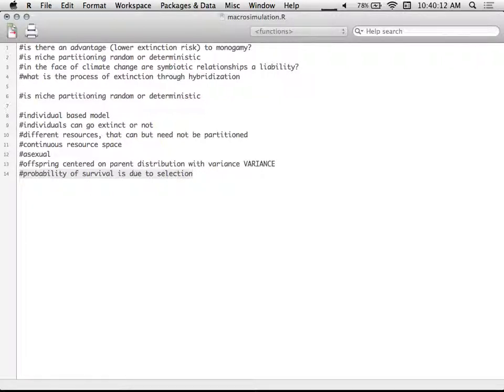Is there another way to do it? Yep. So you could do it as those that are more adapted have more offspring, or they die less, or a combination of the two. Okay. In this case, since someone said survival first, we'll select survival. Okay?